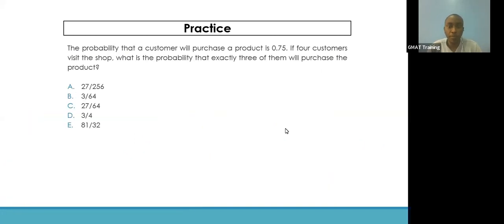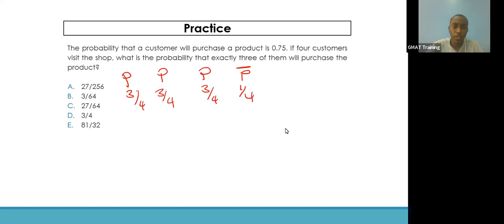Here is our third example of the day. So pause the video and give it a try. We have the probability that a customer will purchase a product is 0.75. If 4 customers visit the shop, what is the probability that exactly 3 of them will purchase the product? Okay, exactly 3. So purchase, purchase, purchase, doesn't purchase. The 4th one doesn't purchase. So the probability of purchasing is 3/4, 3/4, 3/4, and not purchasing is a quarter.